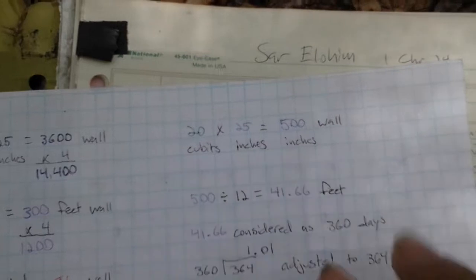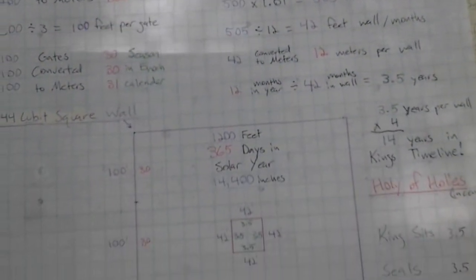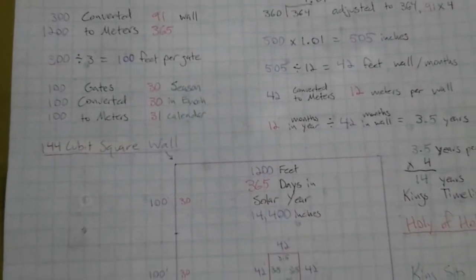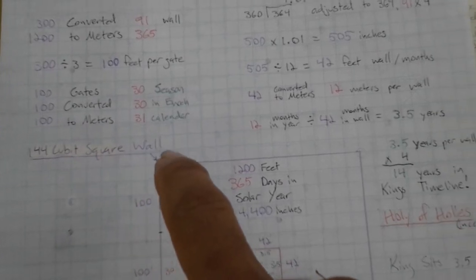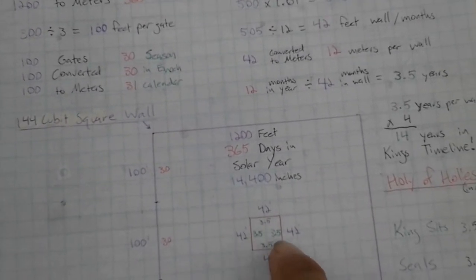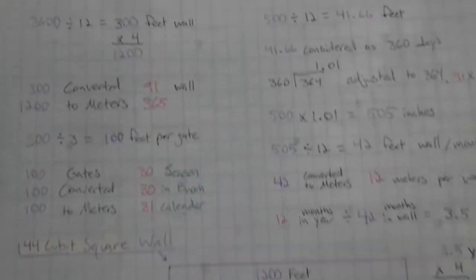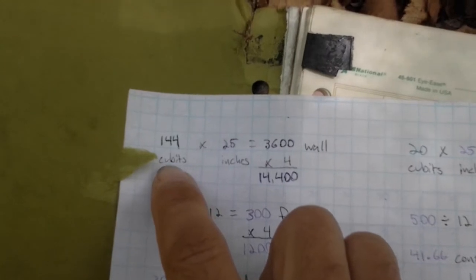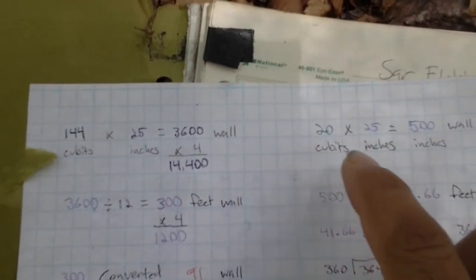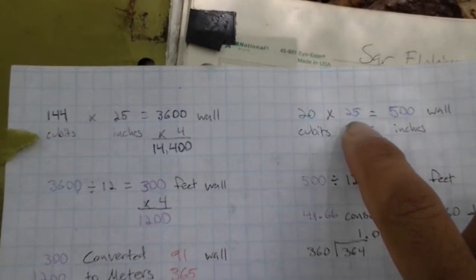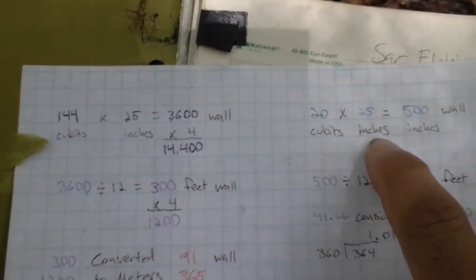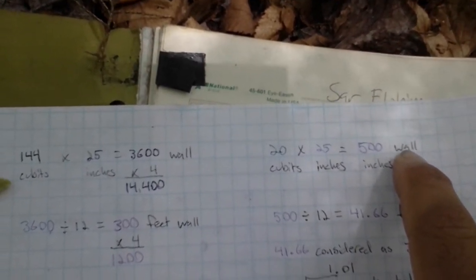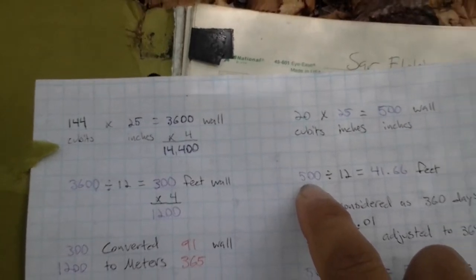Now, what we did is we then tried to look at the Holy of Holies. So remember, this diameter is the diameter of the 144 cubit square wall, right? But this is the diameter of the Holy of Holies. You can see it's much smaller, all right? But when we go to do this, we have 20 cubits, okay? Whereas here we had 144 cubits, here we have 20 cubits, okay? Now our number of inches in a cubit is, again, 25 inches, giving us a total of 500 inches per wall, okay?